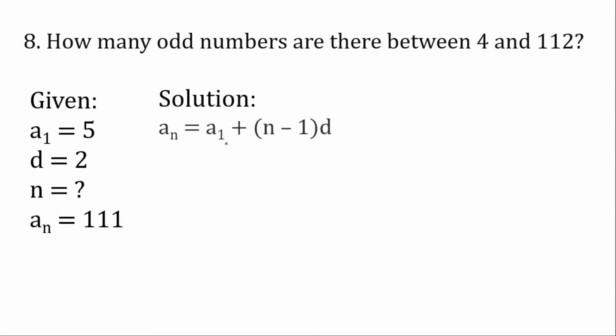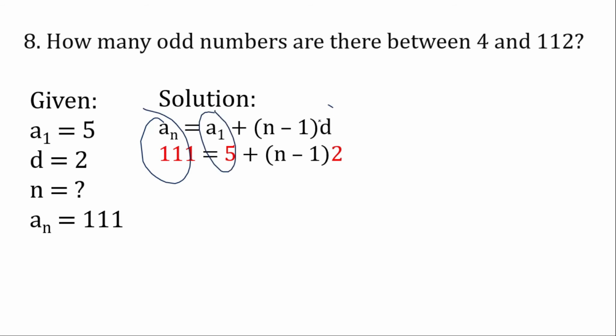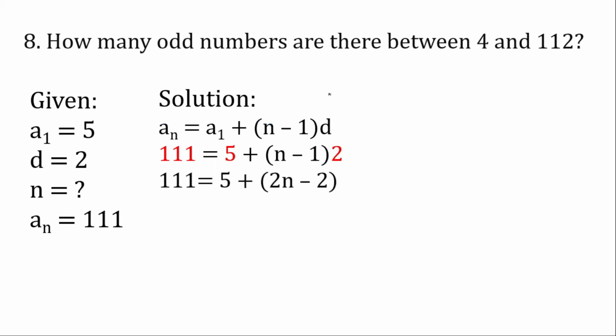Again, let's use the arithmetic sequence formula. Let's plug in all the values that we have. Again, we don't have a value of n because n will determine the number of terms of this 5 to 111 sequence. So let's multiply 2. So we get 2n minus 2. Let's combine like terms. 5 minus 2 is equal to 3. Let's subtract 3 on both sides. No, let's add 3 on both sides, I should say.